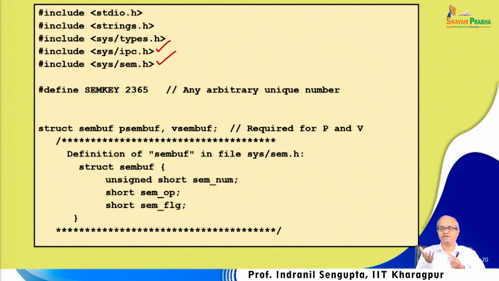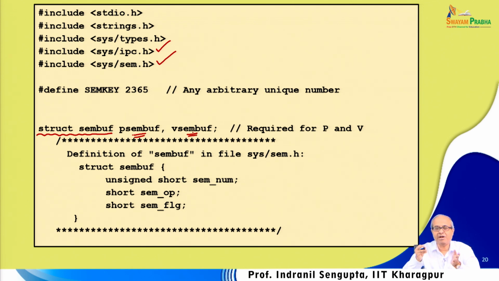You know, in C you can define a structure, which is a variable that consists of a number of components. For example, a student in a class is a variable, and it consists of a component roll number, a component name, a component, let us say, marks, and so on. So here in this header file, a structure is already defined, struct sembuf. We are defining two semaphore buffers, psembuf and vsembuf.